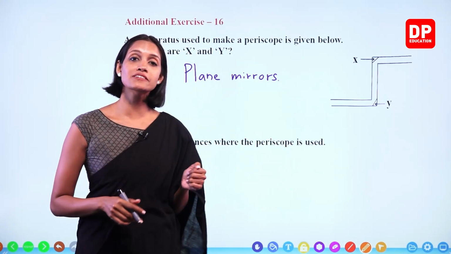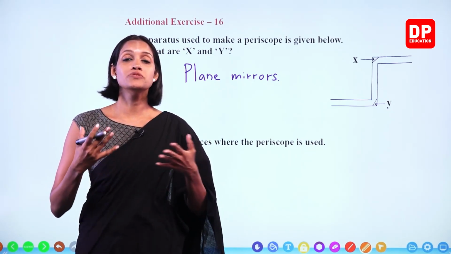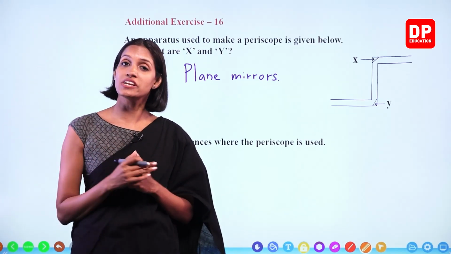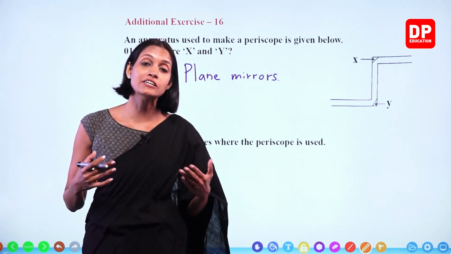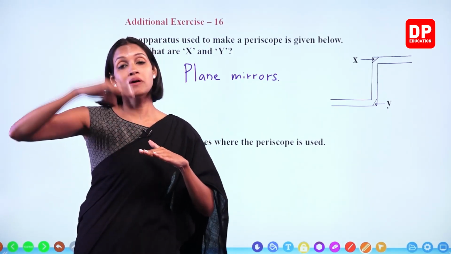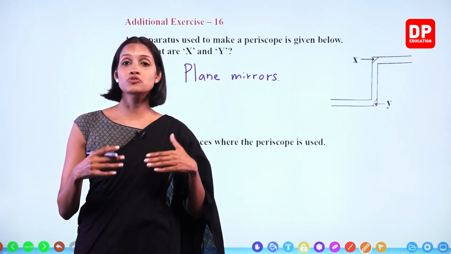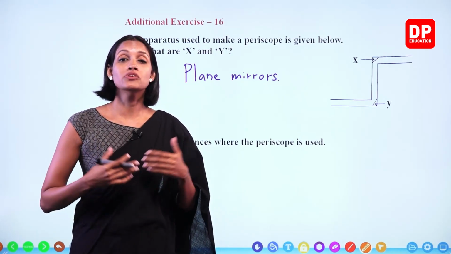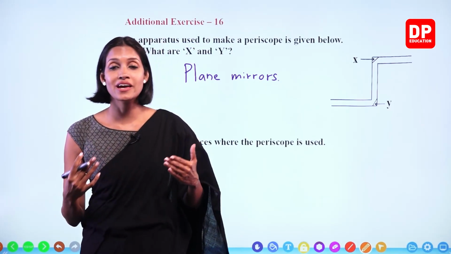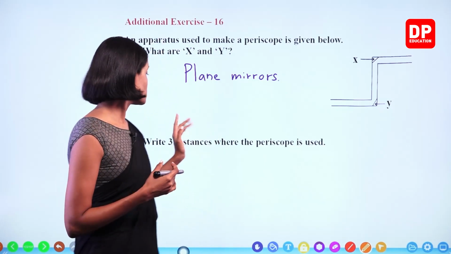What are the instances, children? In submarines, it is used to observe the objects or the ships and all the other objects that are present above the water level, right? And even in bunkers, we can use it to observe whatever is happening above the ground level, okay? And also in nuclear power plants, it is used to observe the nuclear reactions without being harmed, okay, children? And also in tanks and armored vehicles, periscopes are used.